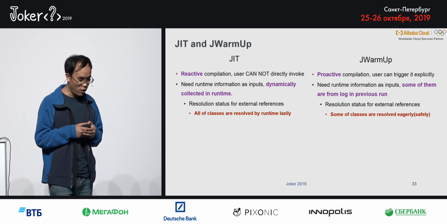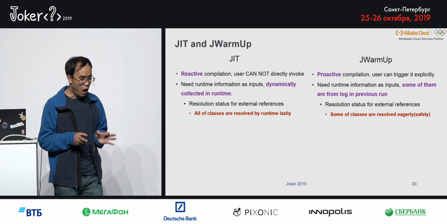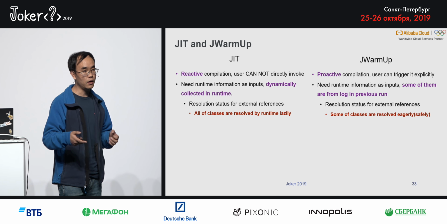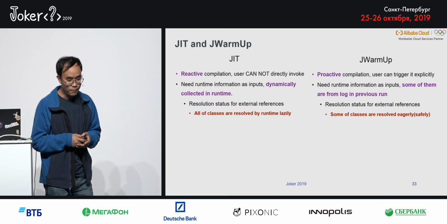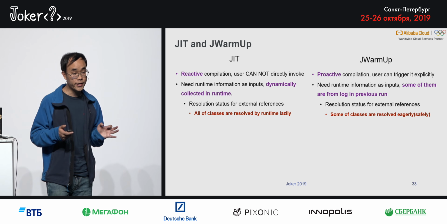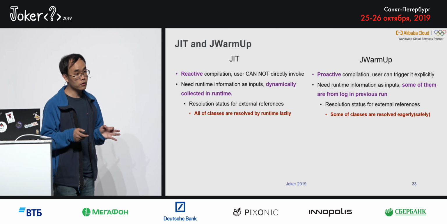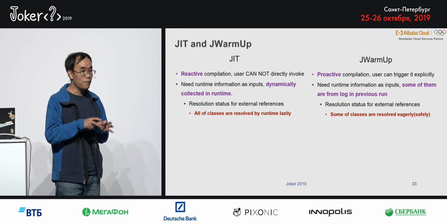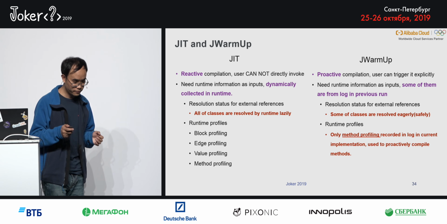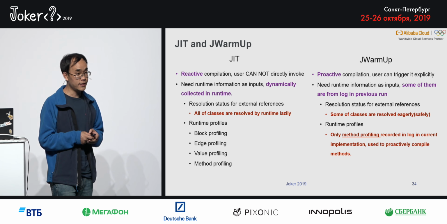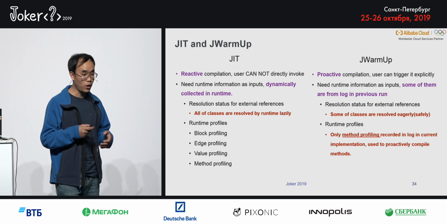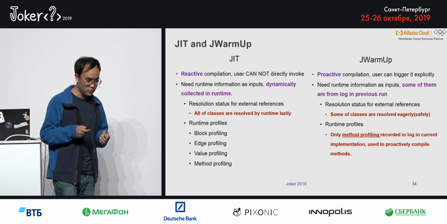The third thing is for the just-in-time compiler, all the classes are resolved at runtime lazily by your application's own logic, right? But for warm-up, as I showed you in the previous slide, some classes are resolved eagerly and safely. We just want to compile as many hot methods as possible after safe initialization. Just-in-time needs lots of runtime profiles, for example, block profiling, edge profiling, something like that.